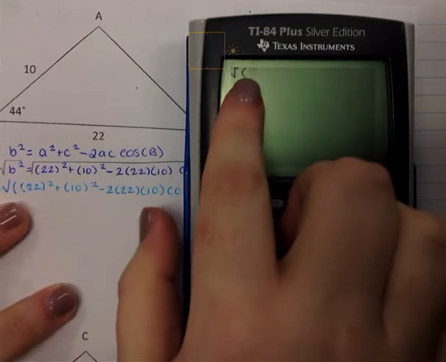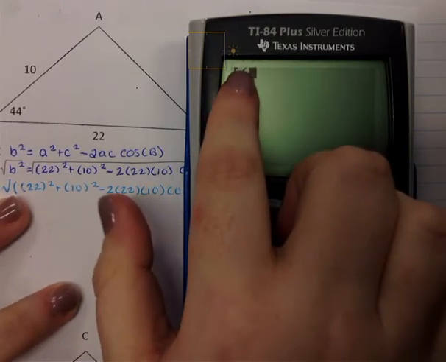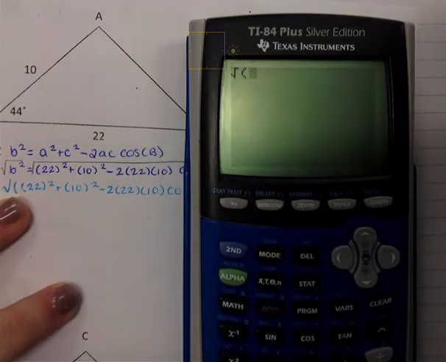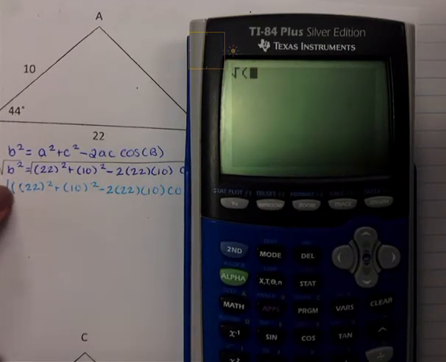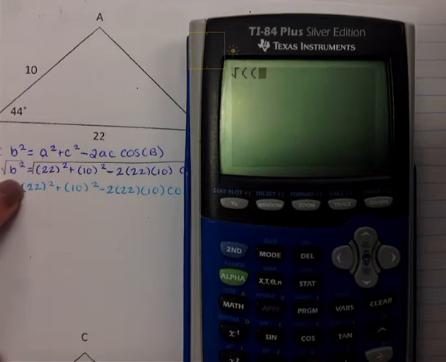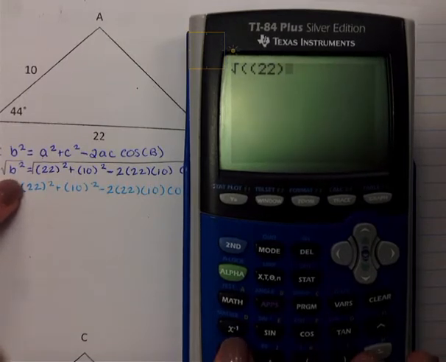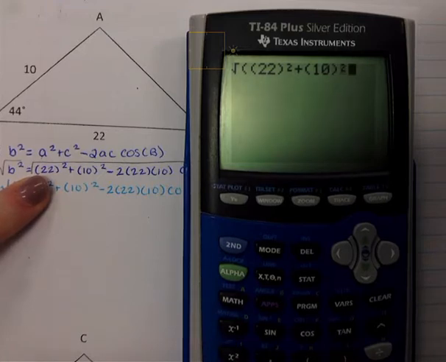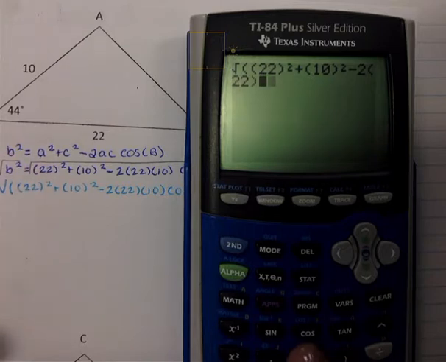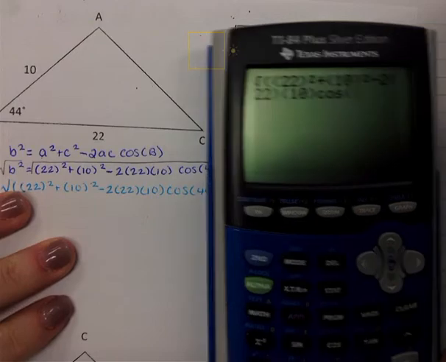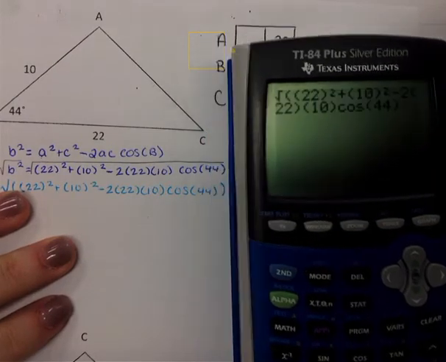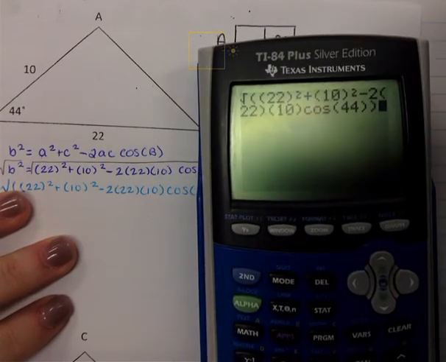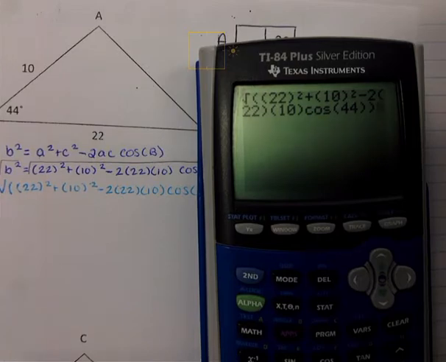So my square root symbol came up with a parenthesis on its own, and it will not extend it. So this is an older calculator. So I have my first parenthesis, now I need my second parenthesis. So parenthesis 22 parenthesis squared plus parenthesis 10 parenthesis squared minus 2 parenthesis 22 parenthesis parenthesis 10 parenthesis cosine of 44 parenthesis, and then I have to close out my parenthesis to get the radical finished. Now I'm going to press enter.